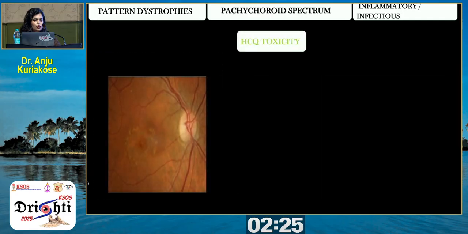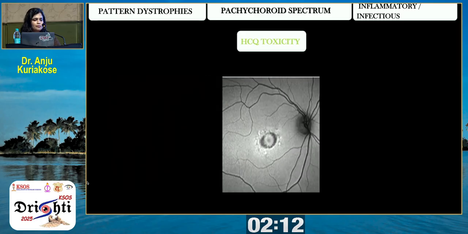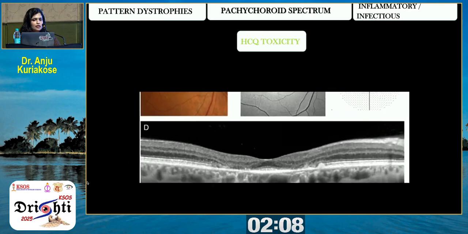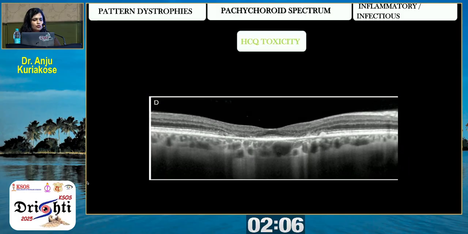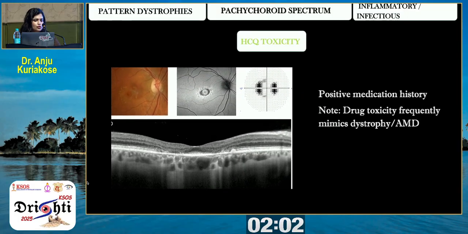Next is HCQ toxicity, which is very commonly seen now, at least for screening. Parafoveal yellow spots. FAF shows a bullseye pattern, with corresponding visual field changes. OCT will show outer retinal loss and, in advanced stages, the flying saucer sign. So a positive medication history. Note that drug toxicity frequently mimics dystrophy and ARMD.